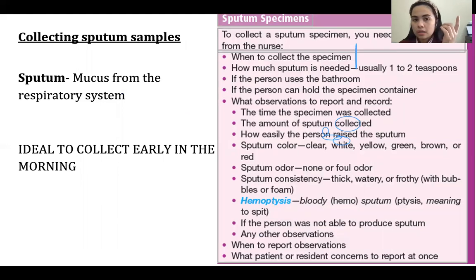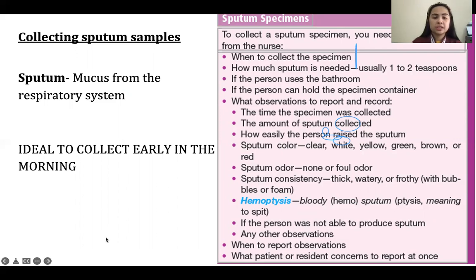Now, another topic is collecting sputum, guys. As nursing assistants, we can collect sputum also. Sputum is mucus from the respiratory system. If we have a cough or an infection of the lungs, they might ask us to get secretions or mucus, especially for patients who have tuberculosis. Ideally, we collect this early in the morning. Make sure the patient rinses their mouth with water only, no brushing of the teeth, because it will alter the result.